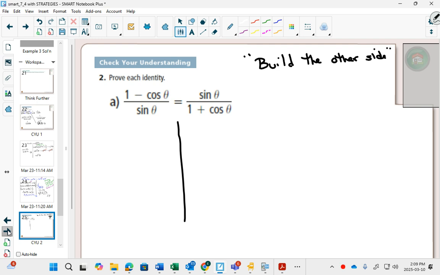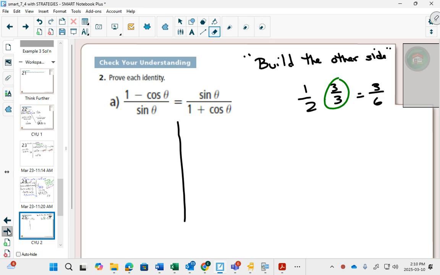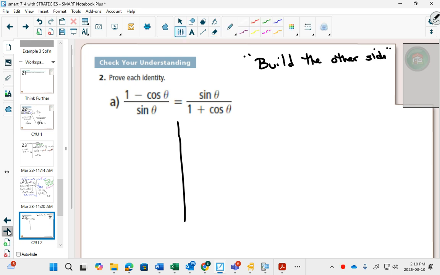Build the other side strategy says, in mathematics, or in these proofs, we're allowed to multiply by 1. Multiplying by 1 changes what a fraction looks like, right? Because 1 over 2 is the same as 3 over 6. And you get them to be the same by multiplying by 3 over 3. You're multiplying by 1. When you multiply by 1, you change what a fraction looks like, but you don't change what it's equal to.